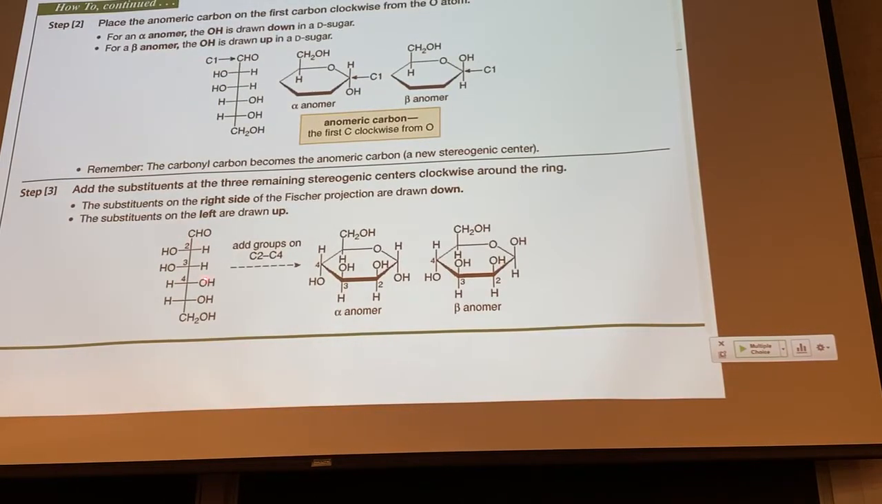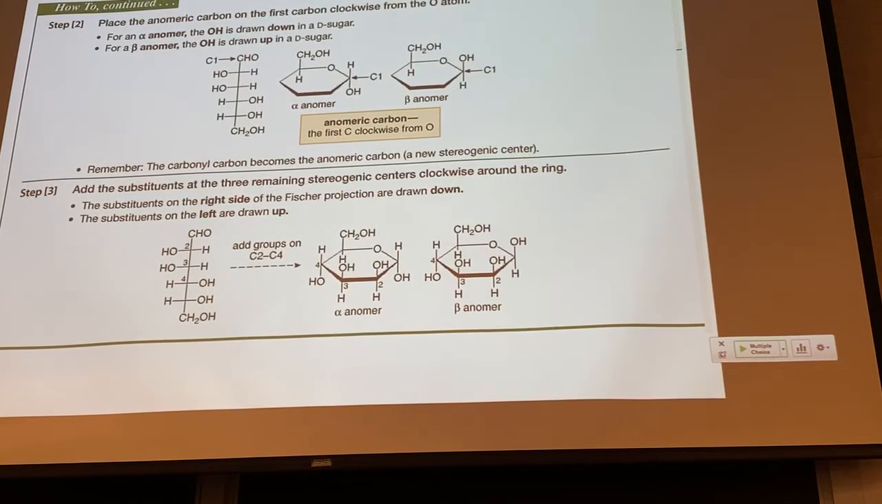Glucose goes right, left, right, right. Mannose then goes left, left, right, right. Okay, so glucose would have this OH group pointing down. And remember, the beta anomer of glucose alternates up, down, up, down, up. And so mannose is just the epimer at C2.